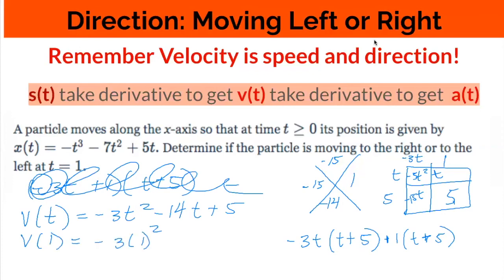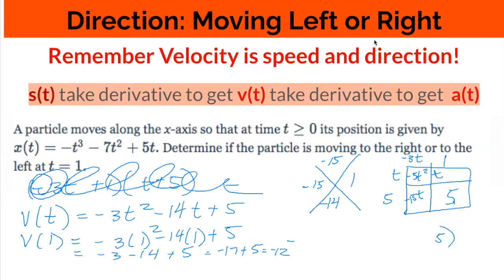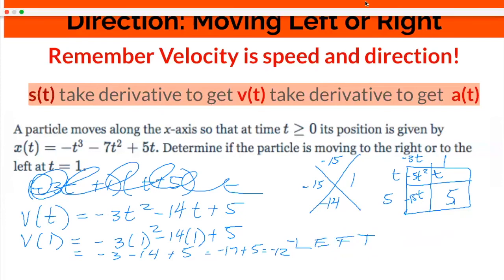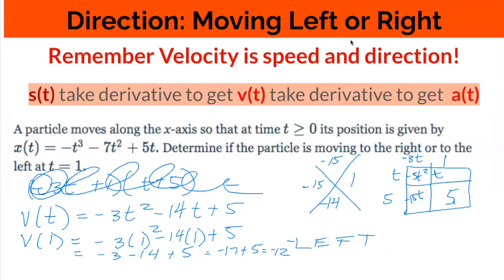Plus 5 equals negative 3 minus 14 plus 5. Okay. So it's going to give you negative 17 plus 5, which is negative 12. So that means our particle is moving left. Wow. I'm not redoing this video. I'm not. Nope. Hopefully y'all skipped it. All right, here we go. Next part.